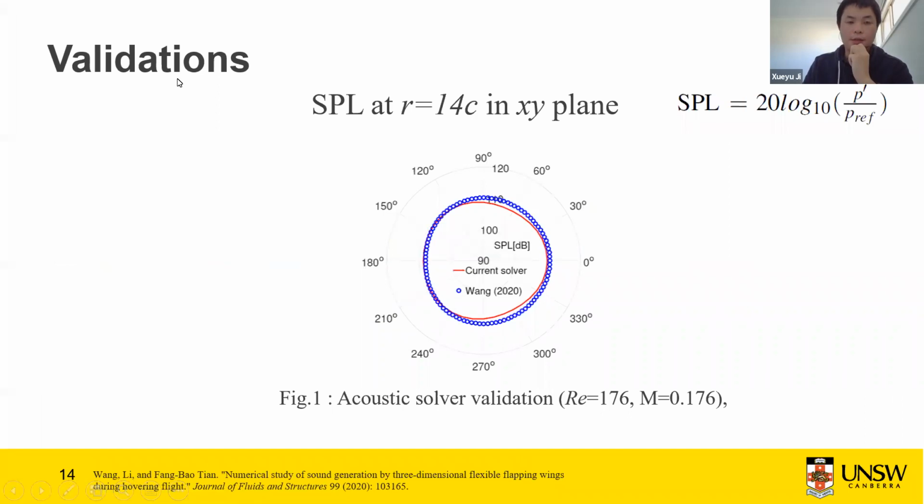Also, for the acoustic solver validation, we calculate the SPL, the sound pressure level, at R equal to 14c from the wing in the XY plane. And this is the definition of the sound pressure level. We compare with the previous data solved by direct numerical simulation, and we found that the discrepancy between our data, marked by the red line, and the DNS is less than 2 decibels, with the maximum discrepancy less than 2 decibels, which is good.